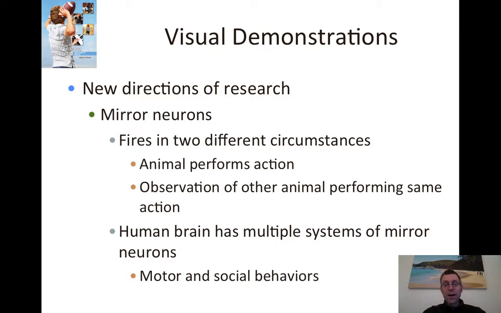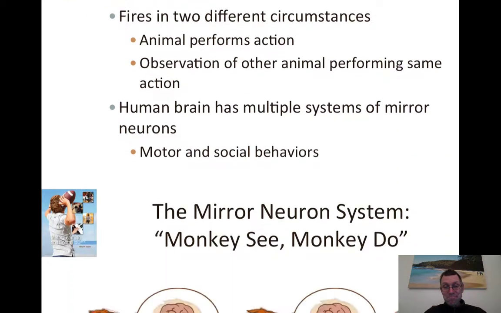The human brain has been determined to have multiple systems of motor neurons, and they are engaged for both motor and also social behaviors. So it's a thing. Kind of cool.